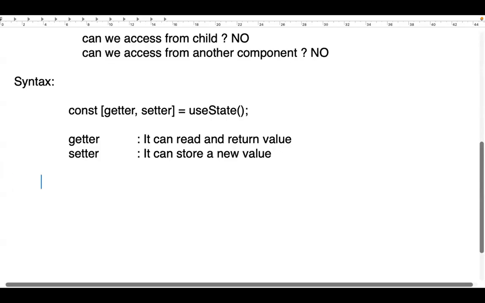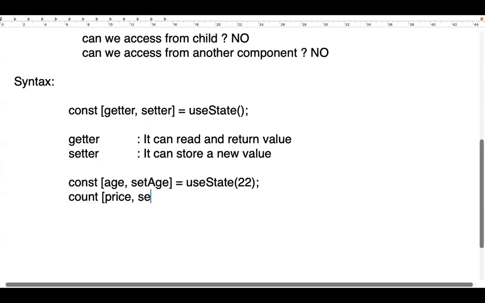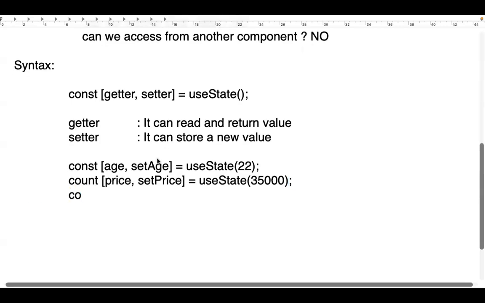And generally, you can give any name. Suppose age, setAge is equal to useState. You can store anything there. Suppose we have a constant price, setPrice, useState. So we define some price like this. You can put anything. Suppose we have a constant name, setName, and we are having useState, some name. That means we can do anything.